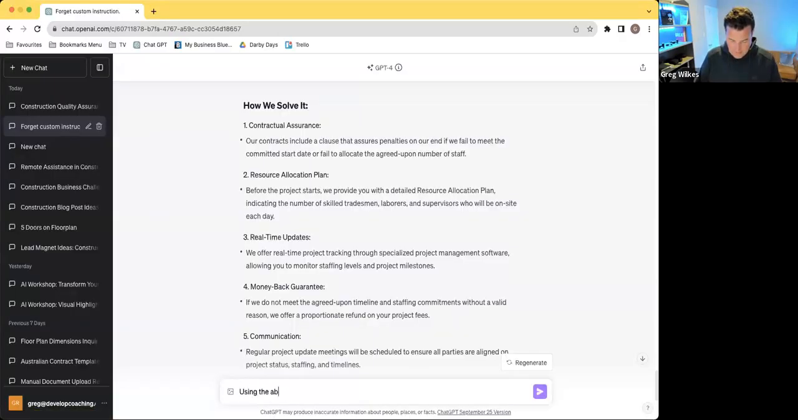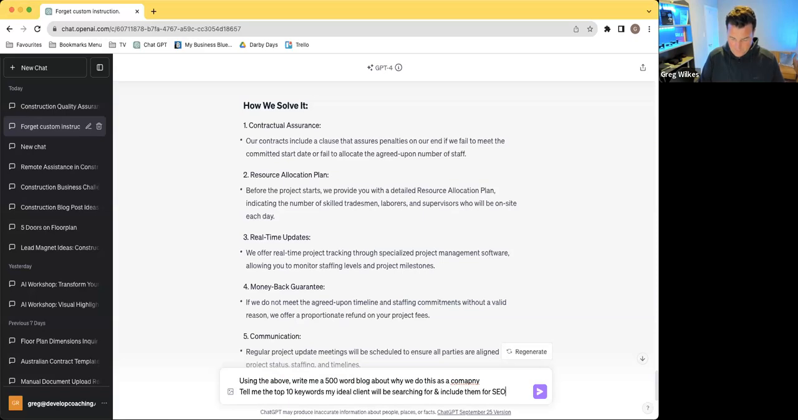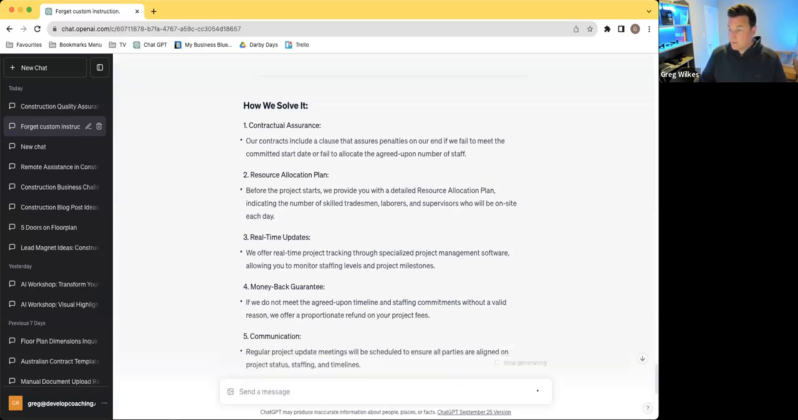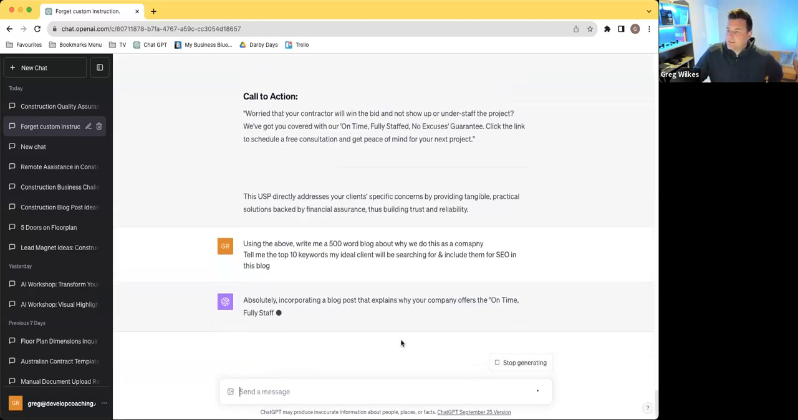So using the above, write me a 500-word blog about why we do this as a company. Actually, first of all, I'm just going to copy that. I'm not going to put that in first. Yeah, about why we do this as a company. Tell me the top 10 keywords my ideal client will be searching for and include them for SEO in this blog. All right, so let's see what this does.